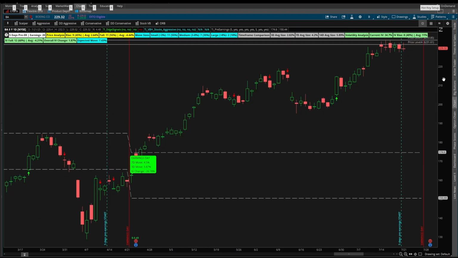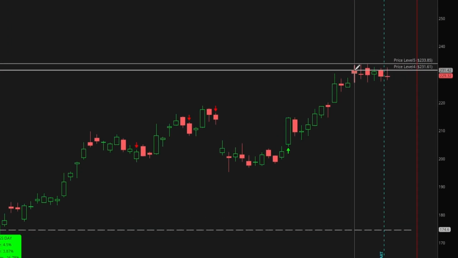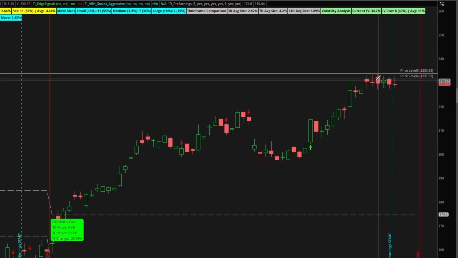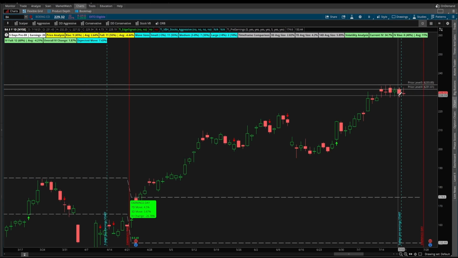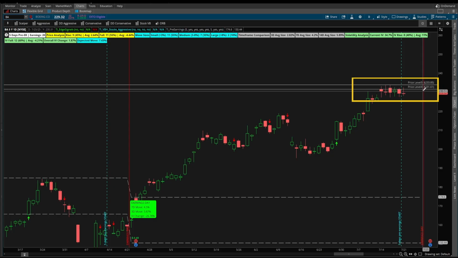Now, what's interesting about Boeing is for the past 6 days, 1, 2, 3, 4, 5, and today, we've really just been chopping inside of this very tight zone. We also have earnings coming up next Monday, exactly 7 calendar days from today, and I'd like to find ways to take advantage of this very tight range.